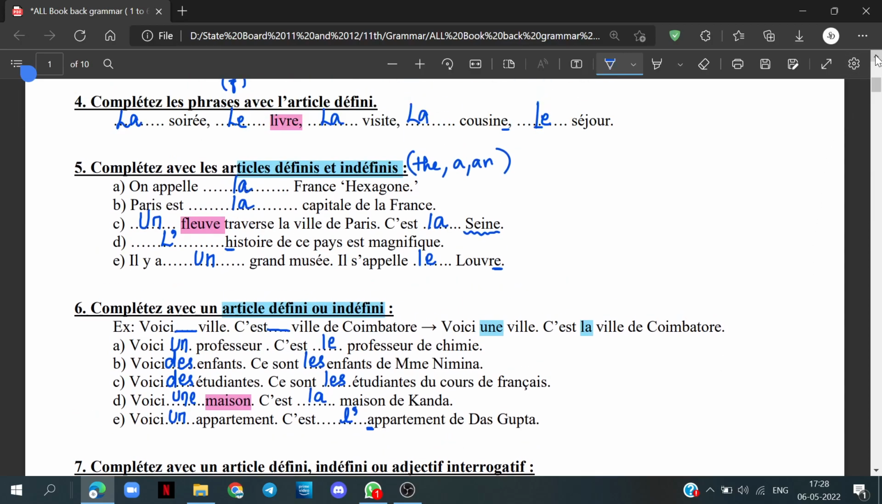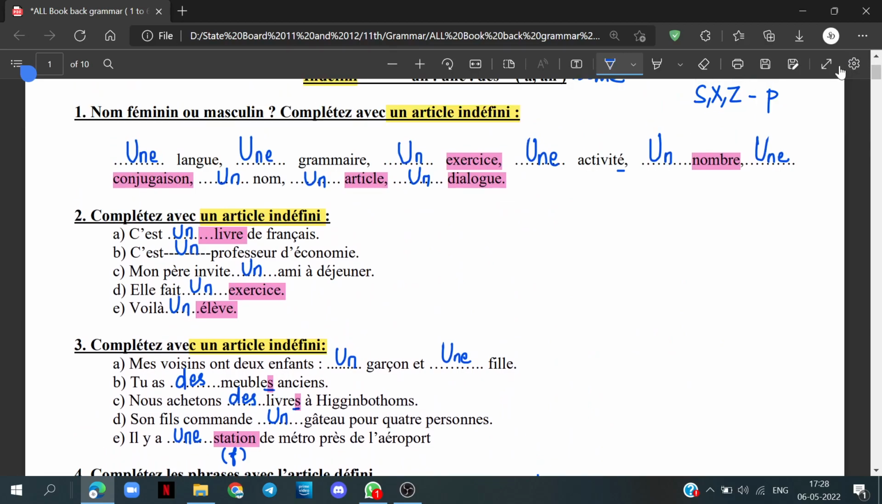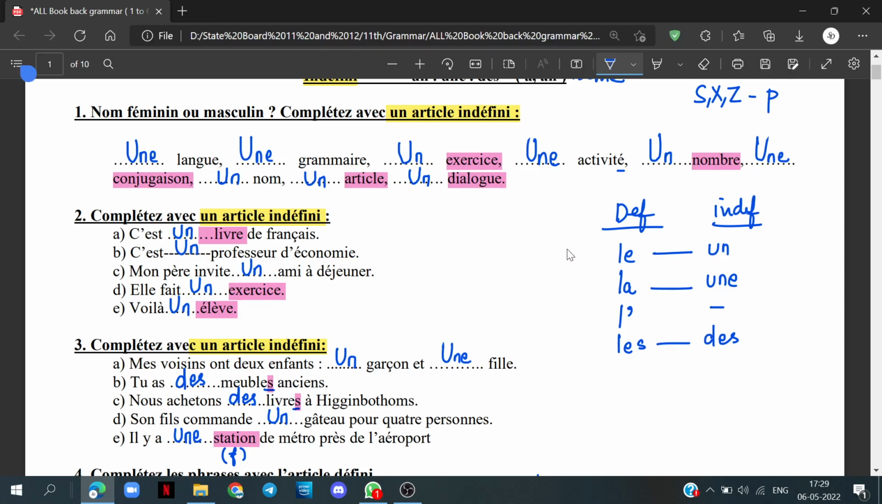So on the whole, just a small recap, definite article and indefinite article. Definite: le masculine, la feminine, l' before a vowel, and les plural. Indefinite: un masculine, une feminine. We do not have anything for vowel, and we have des for plural. So just remember that this is a very important thing. Words starting with a vowel will take l' and then plural. Okay, so this is most important to remember.